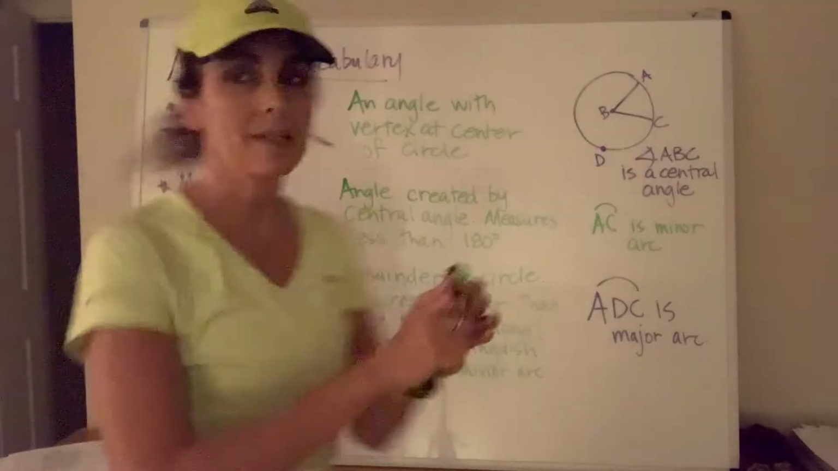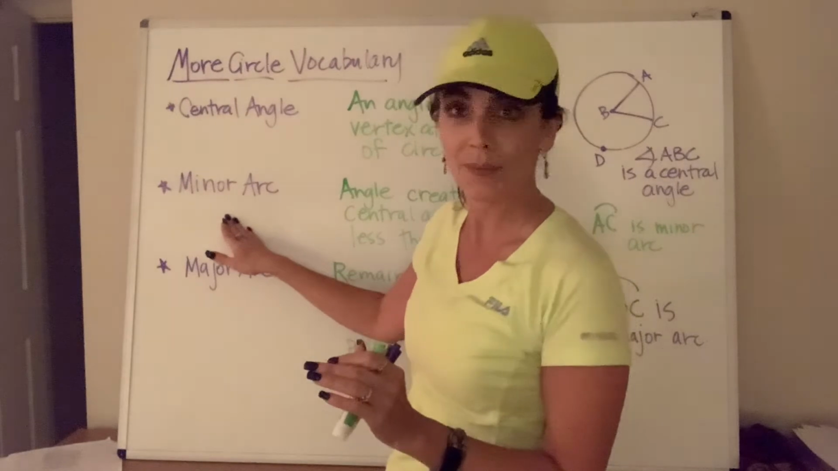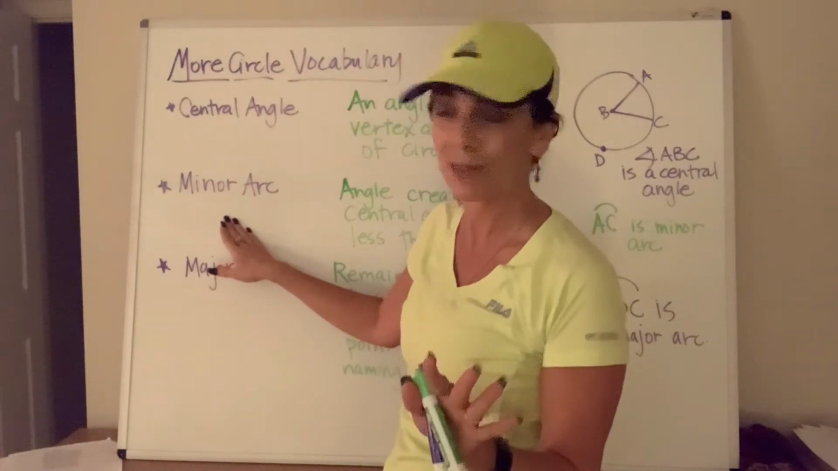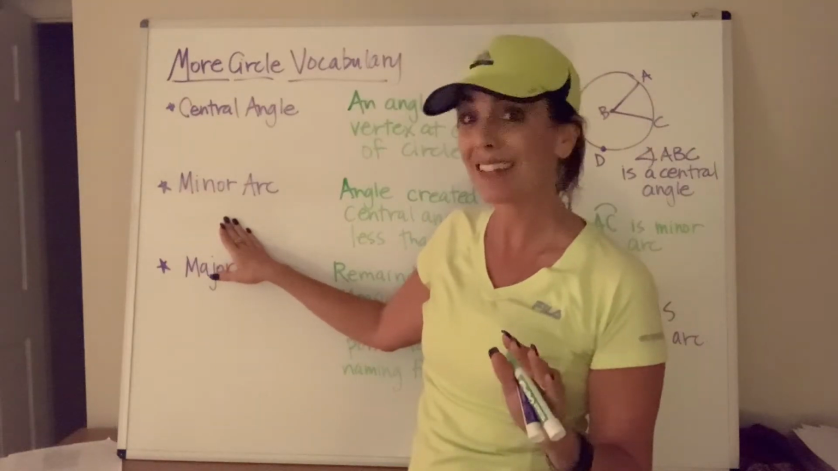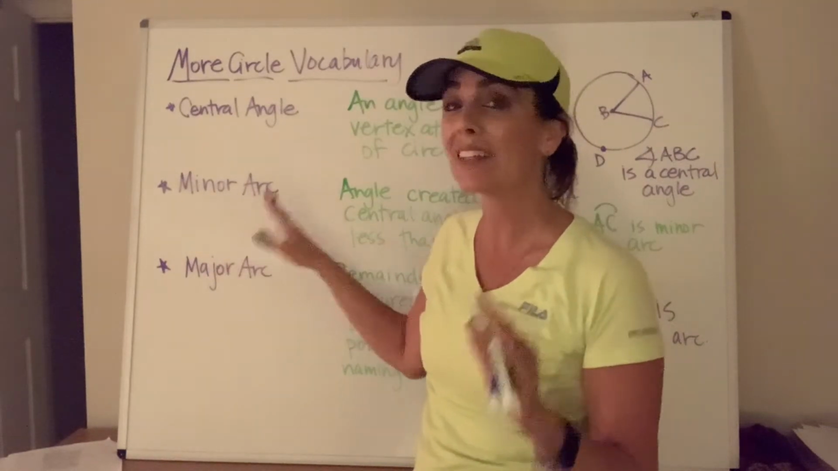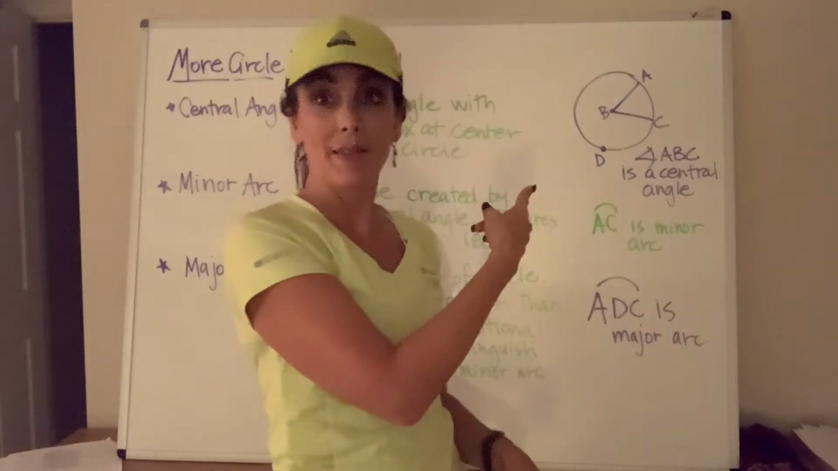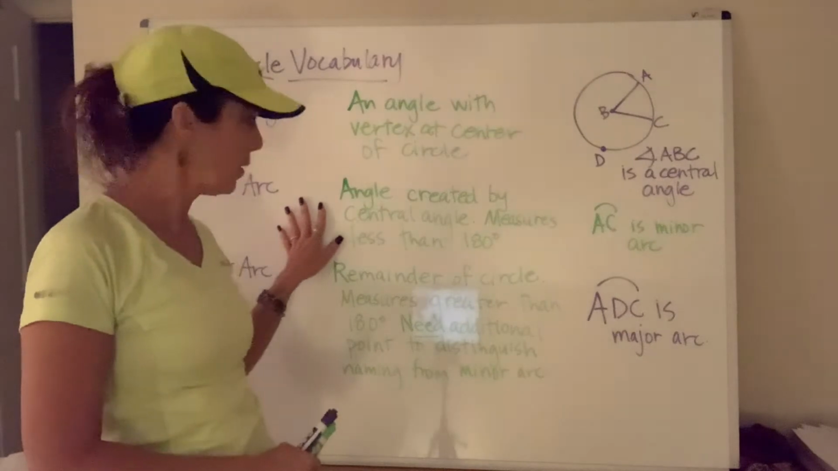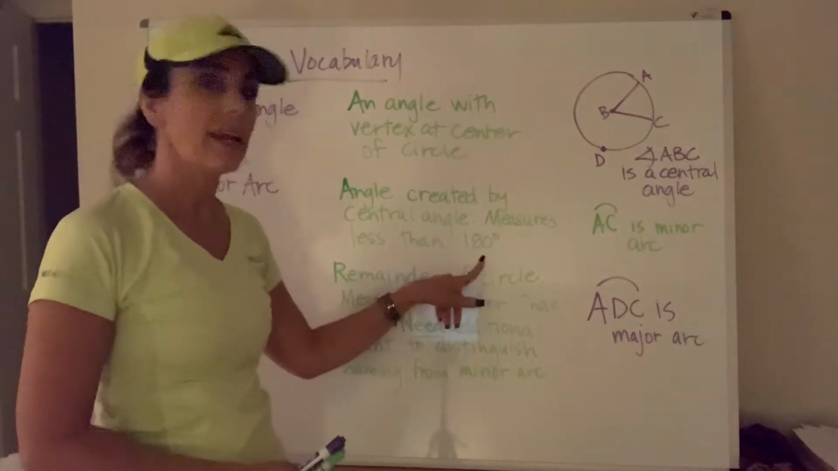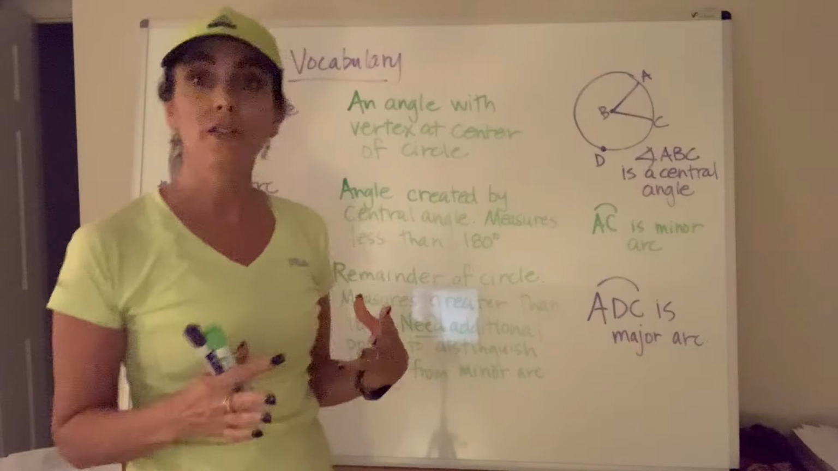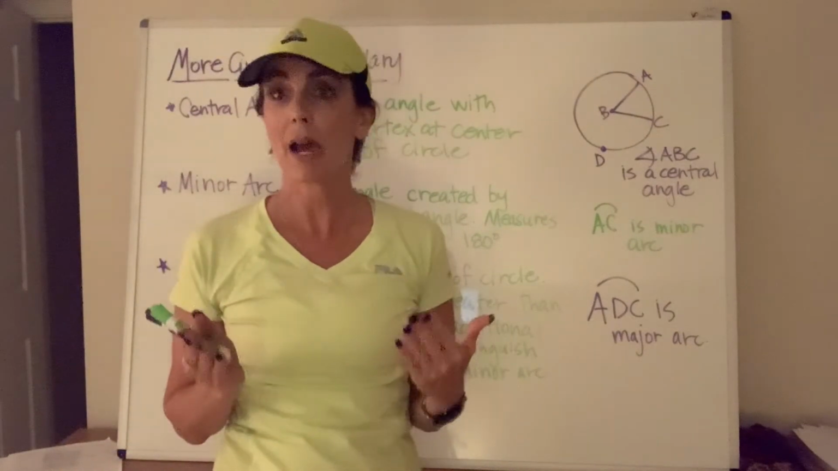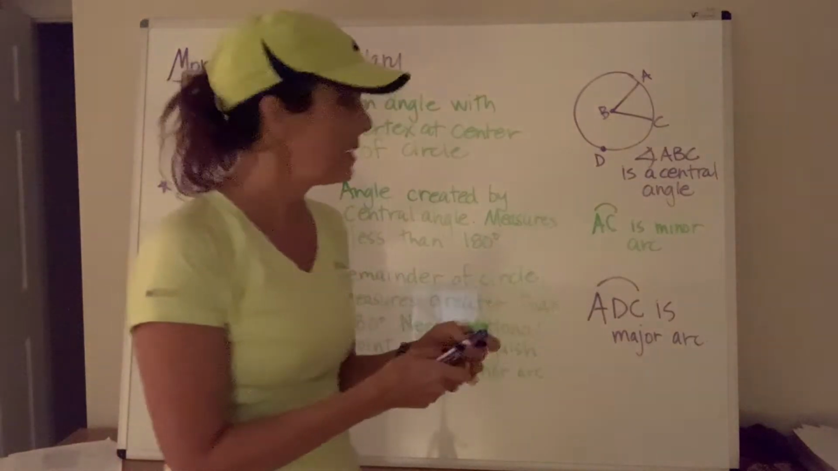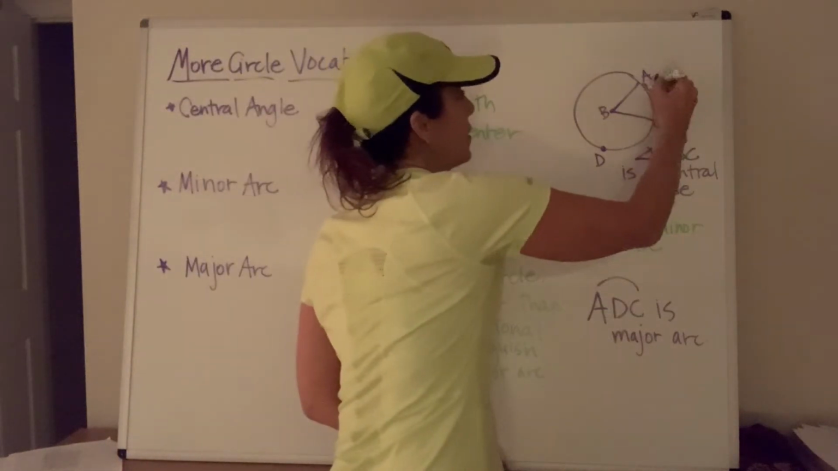All right, next, a minor arc. It's not an inconsequential arc. It's not an arc less than 18 years old. It is an arc that is less than 180 degrees, and it's formed by the central angle. Okay, so an angle created by a central angle, and it measures less than 180 degrees. So convention for a minor arc is you just name it by the endpoints of the arc. So arc AC is a minor arc. That would be right here.